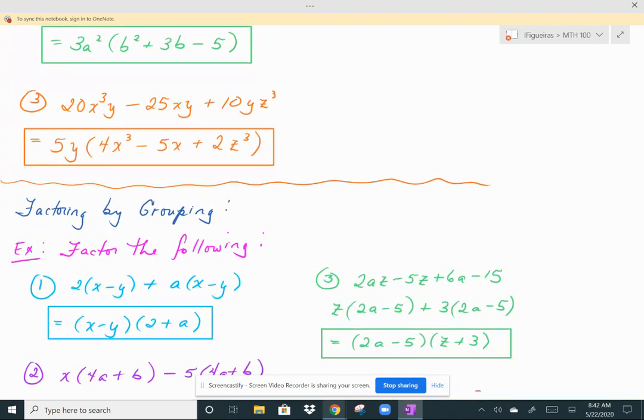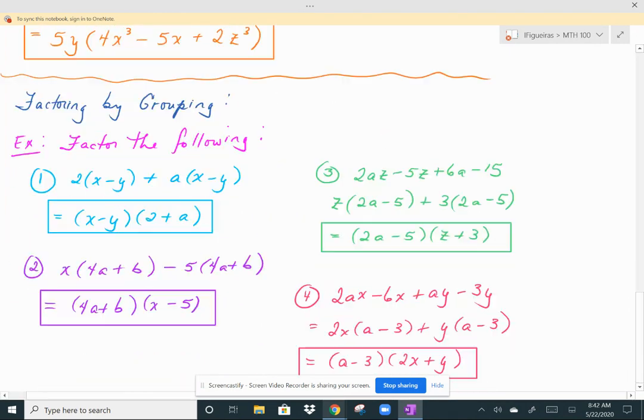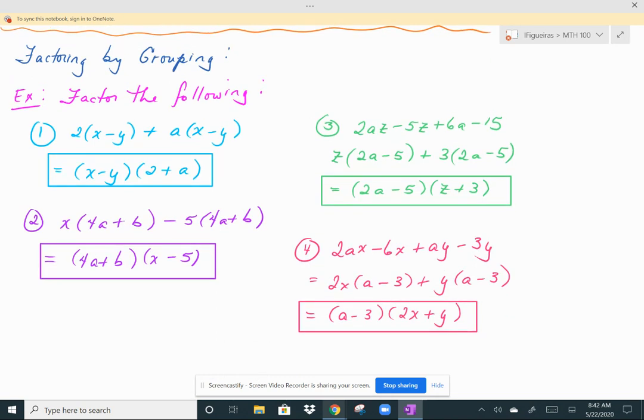All right, the next technique for factoring is called factoring by grouping. It's actually very similar to what we just discussed. So here we have 2 times x minus y plus a times x minus y. So I basically have two terms, this being term number 1 and this being term number 2. If you look at them, they have a common factor of x minus y. That's the common binomial that they share. You put x minus y in the front as the GCF.